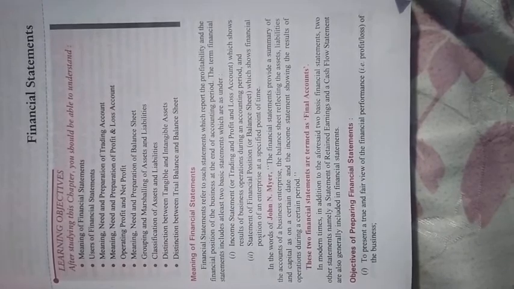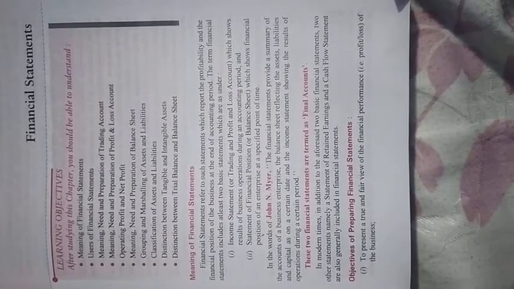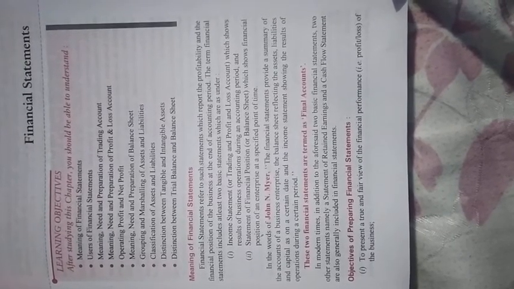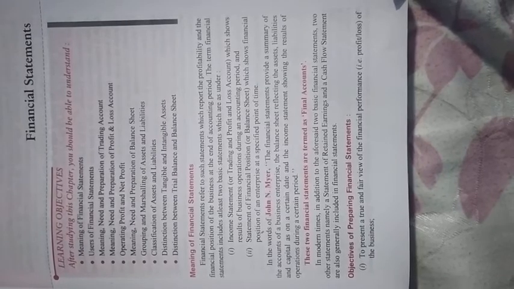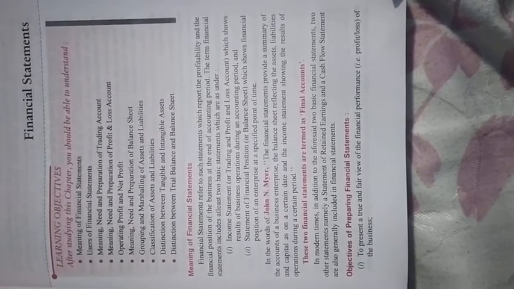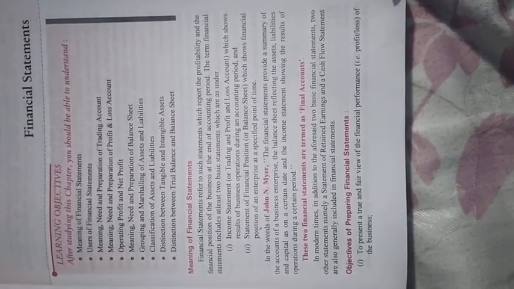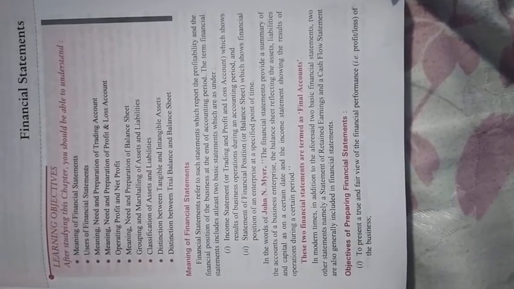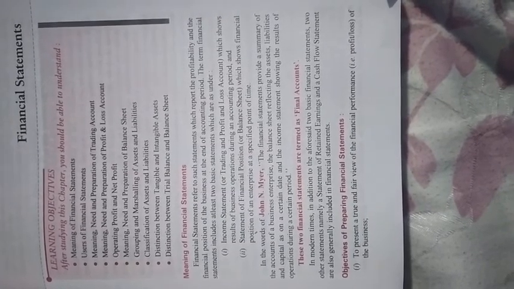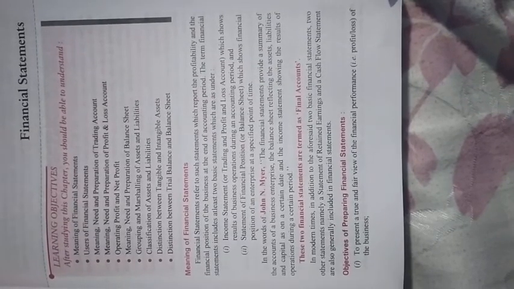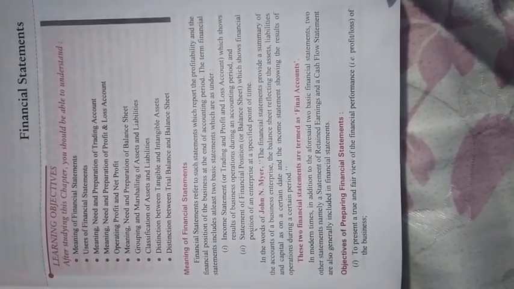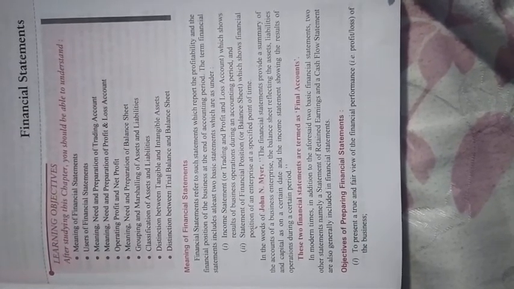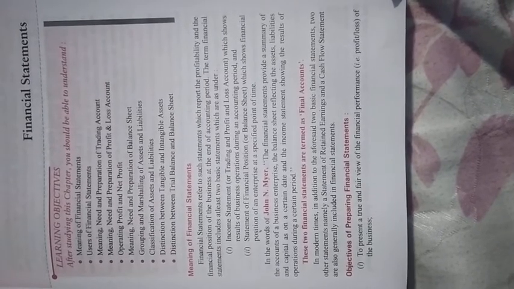Today in this online class session of accountancy, I will explain the introductory part of the chapter financial statement. Financial statements are prepared in order to show the profitability, and for showing the profitability of the business unit, two accounts are prepared under it. First is the trading account, which shows the gross profit of the business unit, and the second account is the P&L account, which shows the net profit of the business unit.